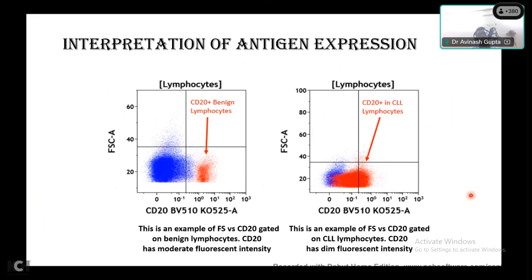Then again, coming to the further antigenic expression, as I told you, on the right side plot you can see CD20 variable. And here, you see this CD20 is moderate. We know that CD20 variable expression is abnormal, and dim CD20 or variable CD20 is usually a finding in CLL. So expression strength will tell you about the disease also. You should be aware of the normal pattern as well as how you are going to interpret your antigen expression.